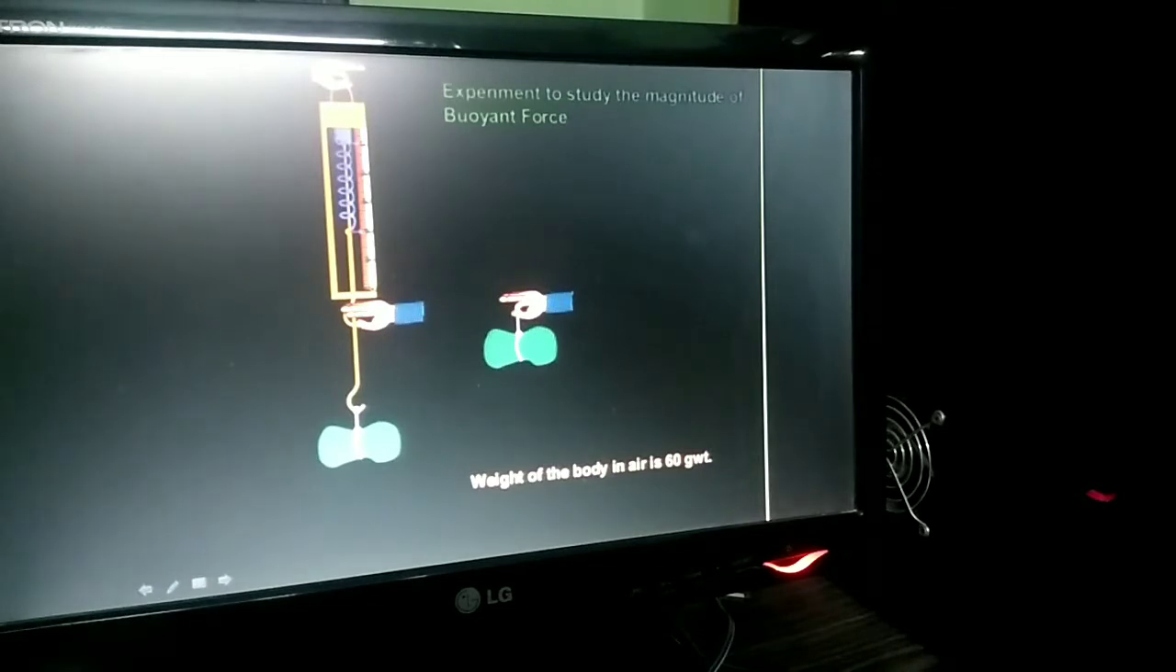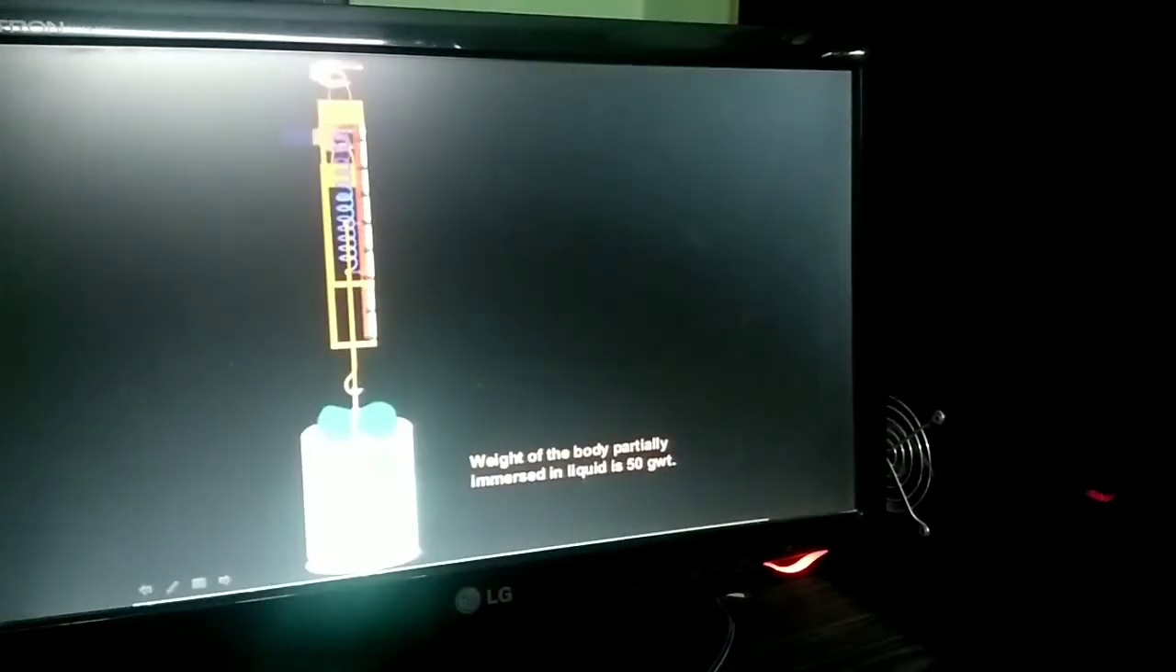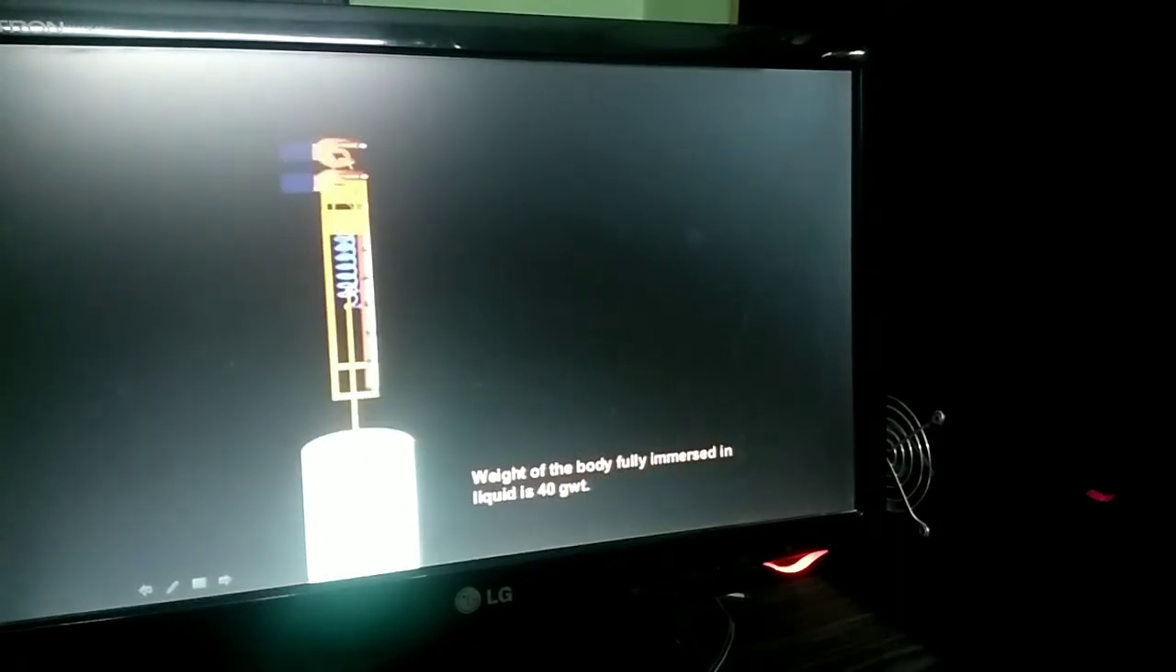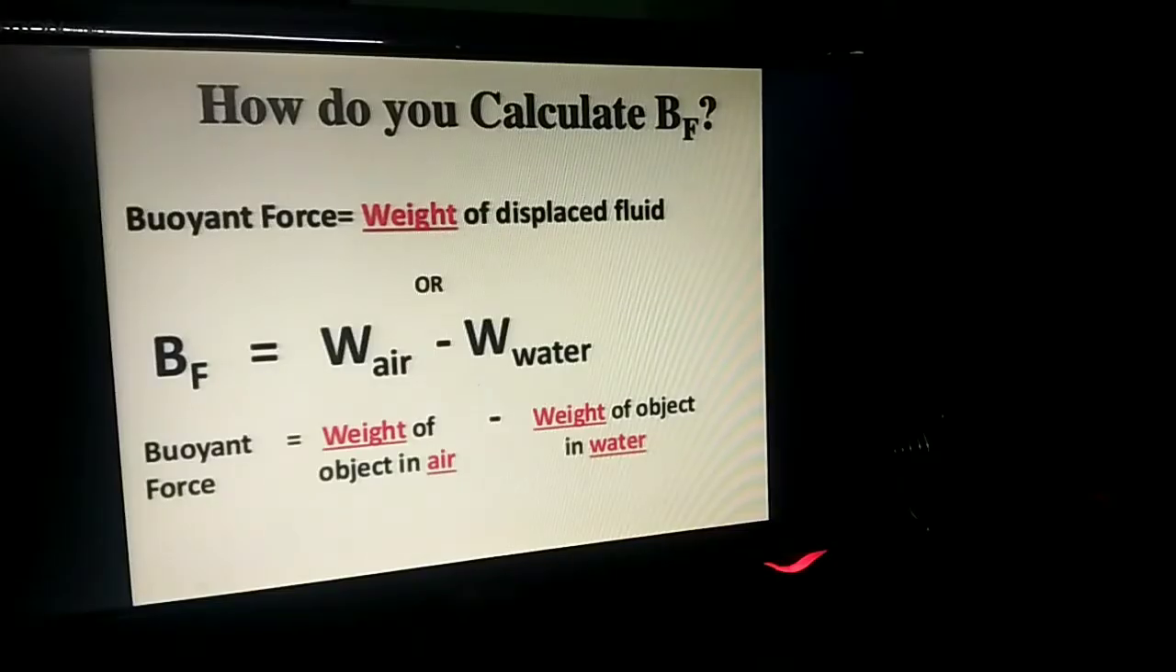Experiment to study the magnitude of buoyant force. Now, when you measure the given weight with the spring balance, let us assume the weight of the body in air is 60 gram weight. Then the weight of the body partially immersed in water, let it be 50 grams. Now the weight of the body fully immersed in the liquid, let it be 40 grams.